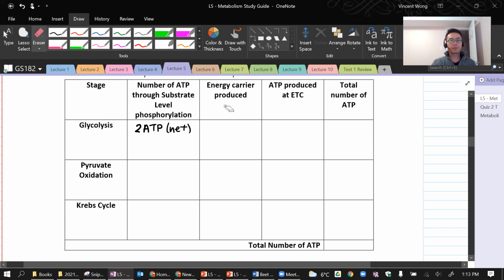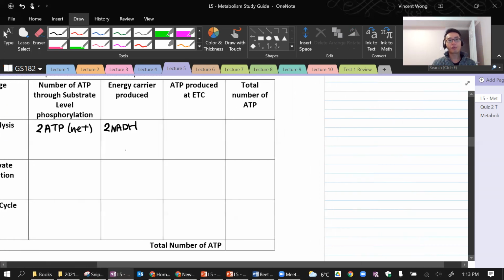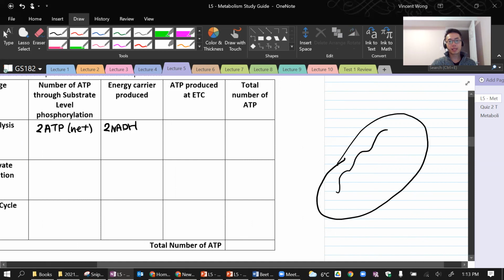Energy carrier, in glycolysis, and you can refer back to the first page, the chart that we just filled in the page above. The energy carrier produced would be 2 NADH. Now these 2 NADH is a little bit different than the rest of them. Here is the mitochondria again. This is the matrix. This is the cytoplasm.